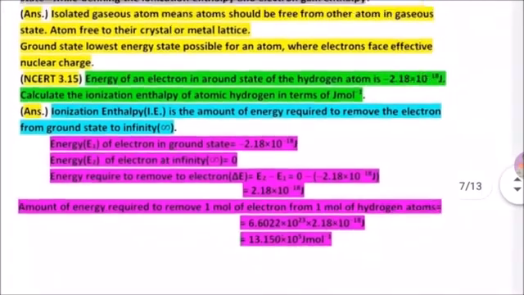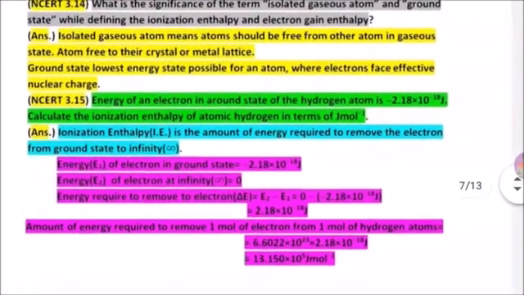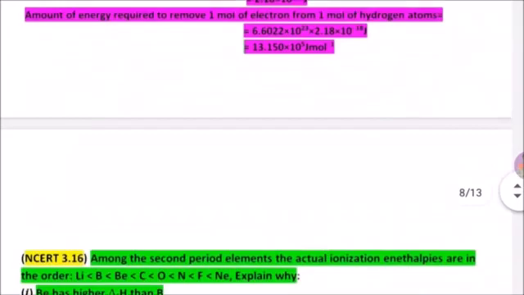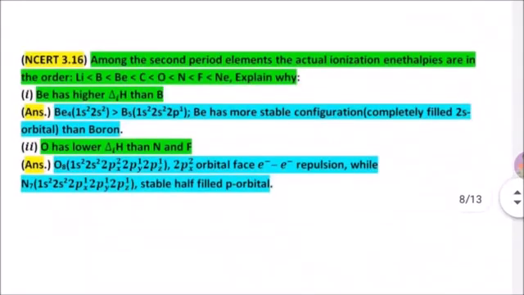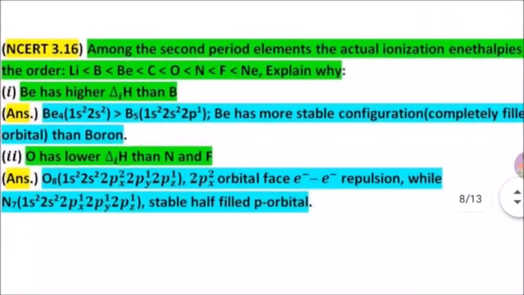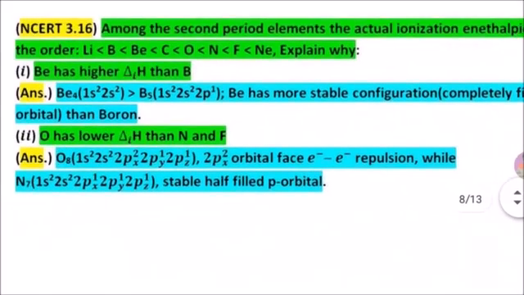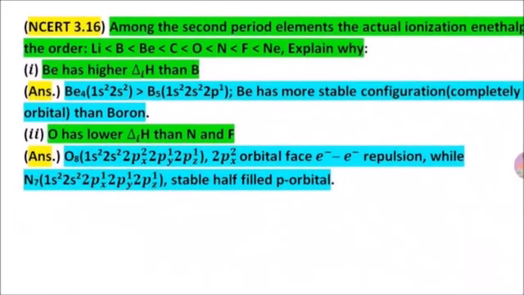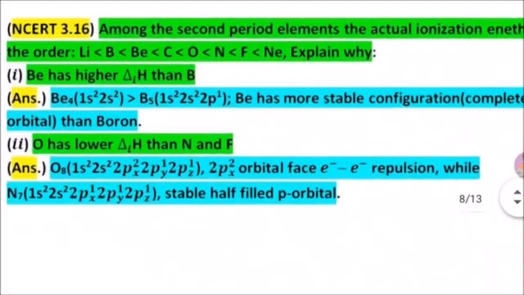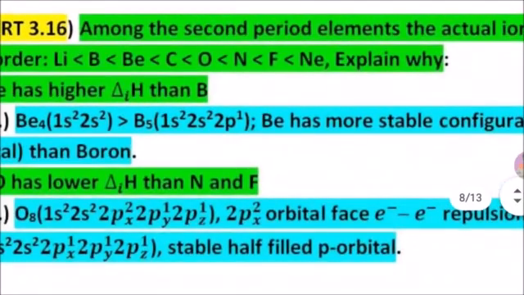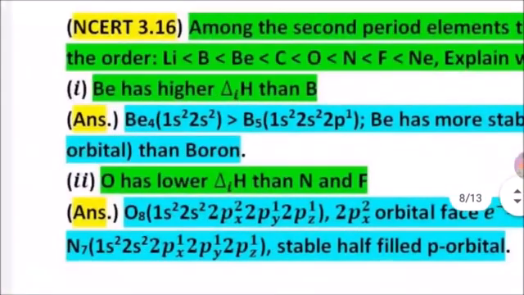So student, these are the questions based on today's topic. Next one, question 3.16. Among the second period elements, the actual ionization enthalpies are in the order lithium, boron, beryllium, carbon, oxygen, nitrogen, fluorine, and neon. Explain why. These are the segments in this question.